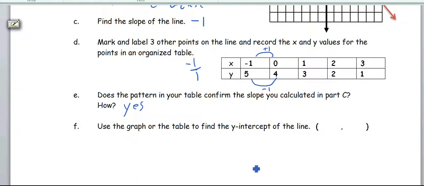F says use the graph or the table to find the y-intercept of the line. If I'm looking on my table, I'm looking where my x equals 0. I can find x equals 0 right there, and my y equals 4. Okay.